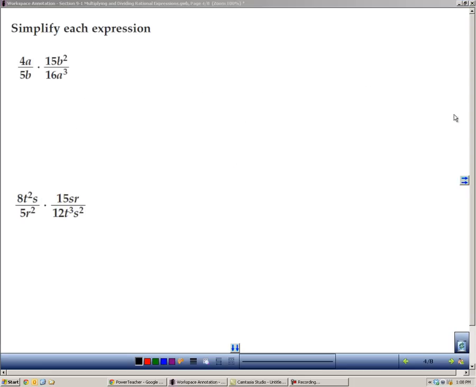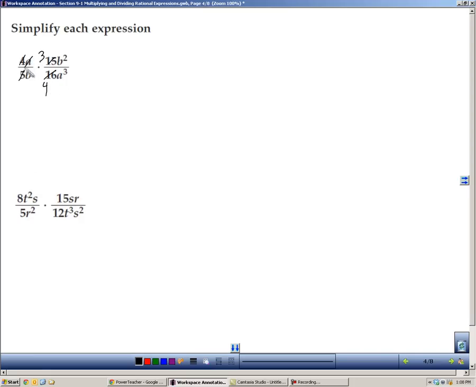Here we have some expressions to simplify, and I want to remind you that when you're multiplying, it's okay to do cross-canceling or up and down canceling as long as there's only multiplication involved here. As I see this expression, I notice a couple things will cancel, like the 5 and the 15 will cancel, leaving a 3. I notice the 4 and the 16 will cancel, leaving a 4.